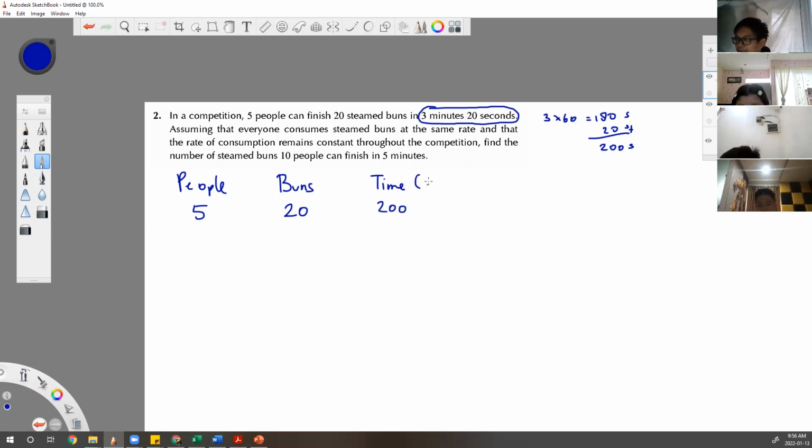Okay, in second I'll write it above so it's easier. This one isn't needed, this is people, the persons. Assuming that everyone consumes steam bun at the same rate, that the rate of consumption remains constant throughout the competition. So we assume everything is constant. Find the number of steam buns 10 people can finish in 5 minutes. Wow. Okay, 5 minutes is how many? 300 seconds, right?